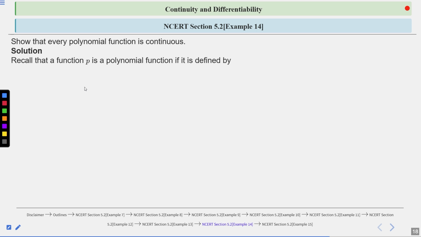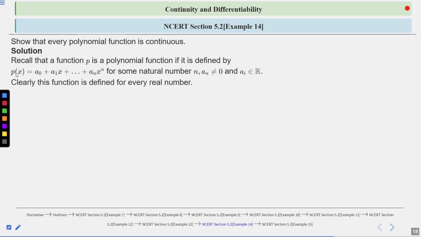Recall that a function p is a polynomial function if it is defined by p(x) = a0 + a1x + a2x^2 + ... + an x^n for some natural number n, where an is not equal to 0 and ai belongs to R. Clearly, this function is defined for every real number. For a fixed real number c, we have the limit as x approaches c of p(x) equal to p(c).